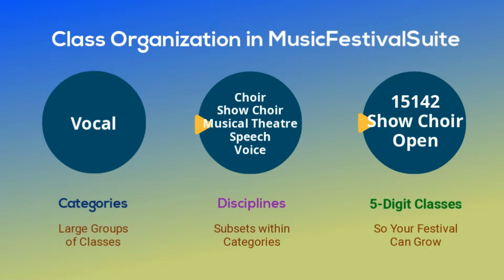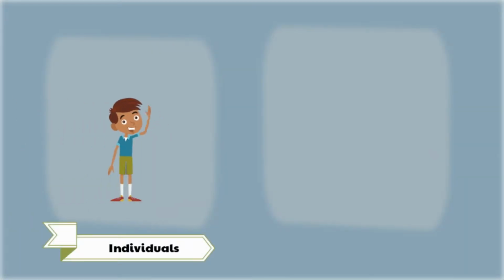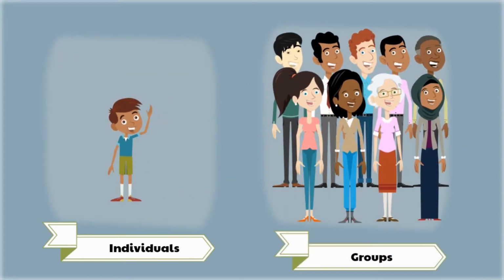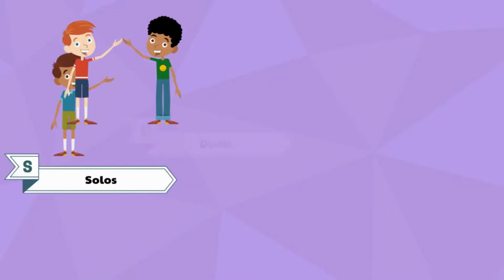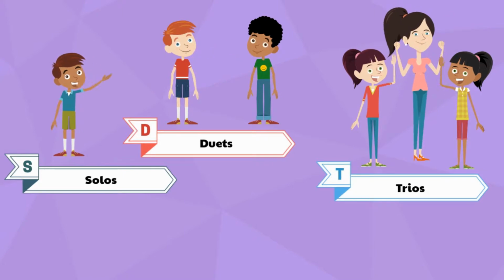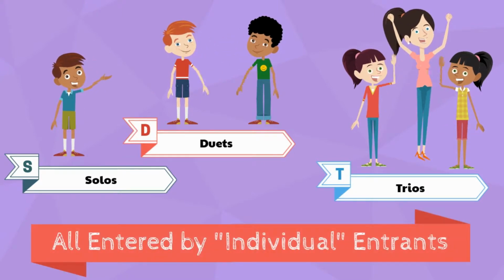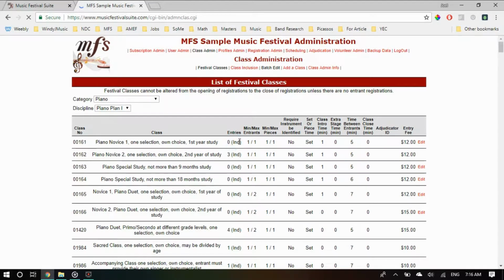The first rule is what type of entrant should participate in the class. Music Festival Suite works with two kinds of entrants: individuals and groups. Groups are musical ensembles that tend to have a specific name, like a high school band or community choir. Individuals are recognized as such. Music Festival Suite allows you to make classes that accept duets, trios, and small ensembles up to a maximum of 12 people, where individual entrants can enter, as they would be using their own names, not a group name.